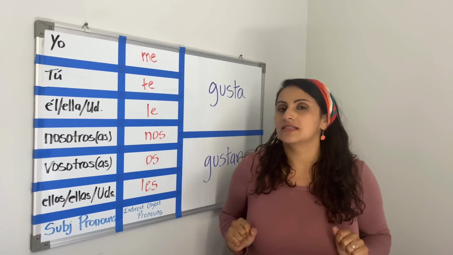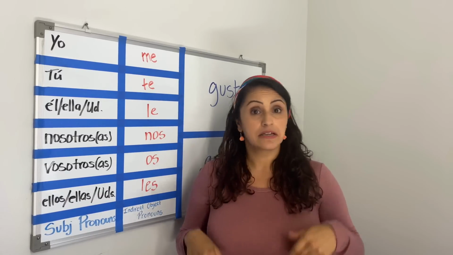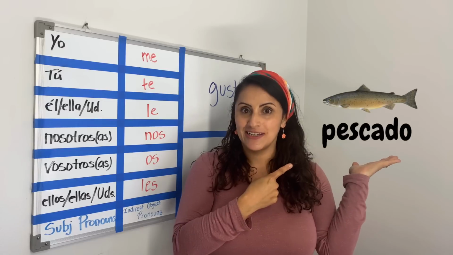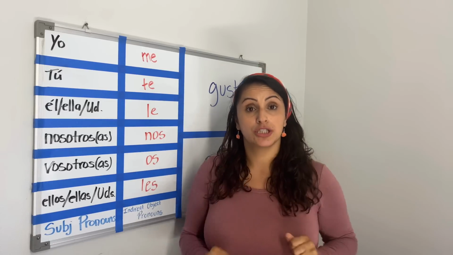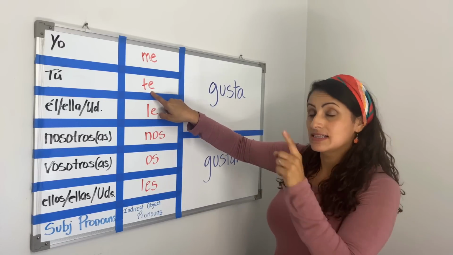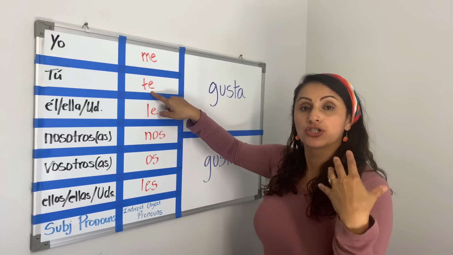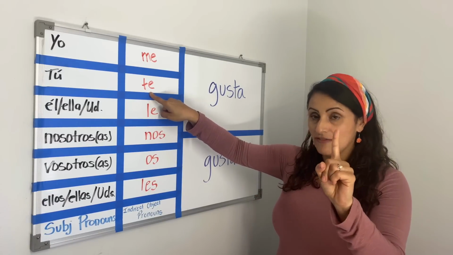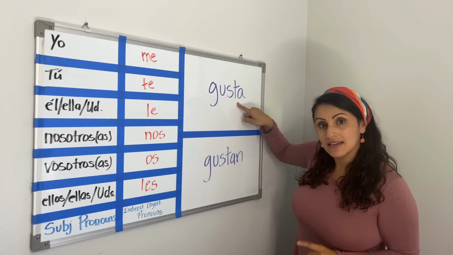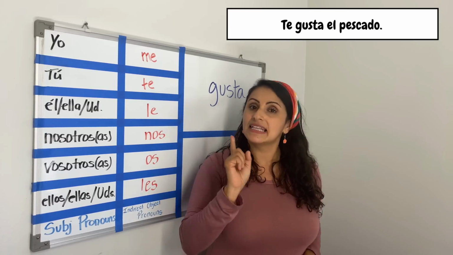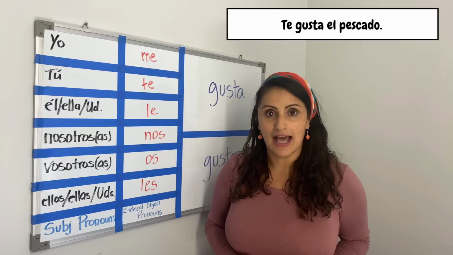Let's say you want to say you like fish, pescado. What you would do is you would use te. In this case, it is going to be used to refer to you like something. Te, we're talking about one fish, gusta el pescado. So the full sentence would be te gusta el pescado. You like fish.